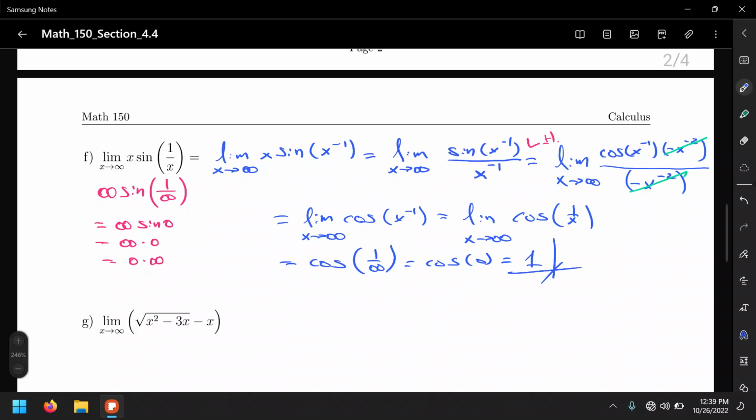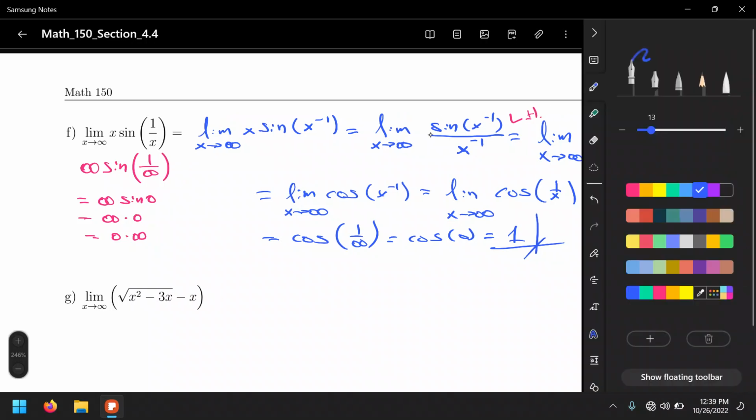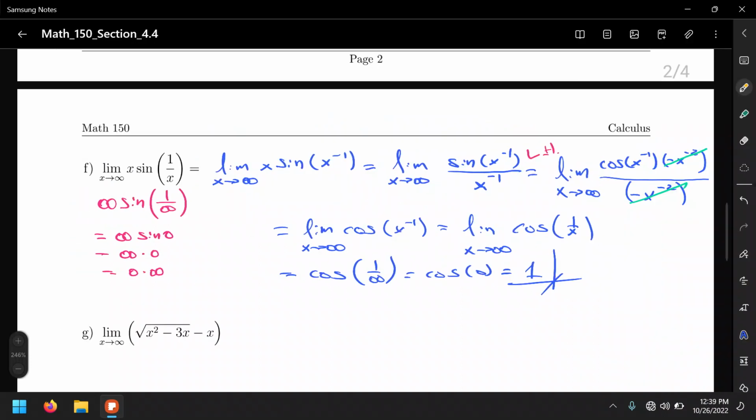All right? So that's our first indeterminate form that looks weird. It's not like the 0 over 0 or the infinity over infinity. Nevertheless, check this out. Let me focus on the second step right here. Let me write it in a different color. So I'm going to write it as sine of 1 over x, over 1 over x.